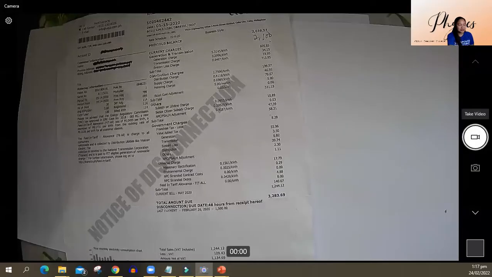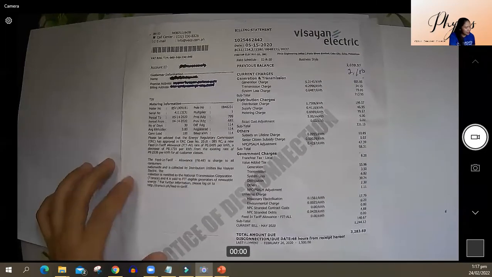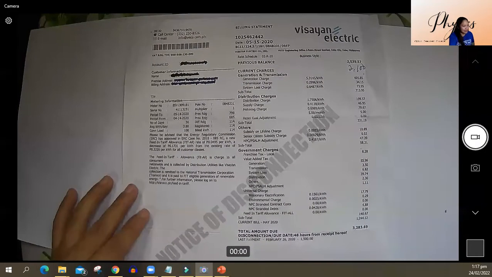Today we'll learn how to check our electricity consumption in our electric bills and calculate our usage from our appliances and gadgets. So here is a sample electricity bill. And as you know, we have many pieces of information here that we need to understand.